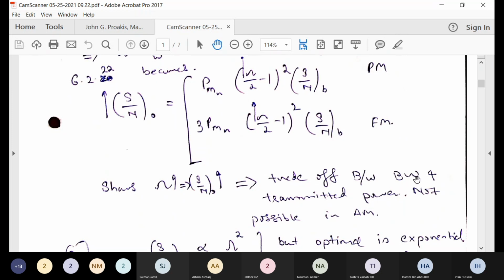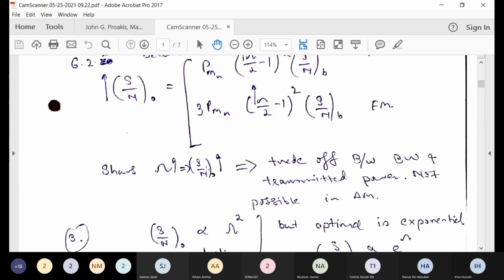So we get a trade-off between bandwidth and transmitted power. You increase the bandwidth and you will be getting greater power. But again, this is not possible in AM systems. In an AM system, you had fixed bandwidth. It could be W, it could be 2W, or it could be some bandwidth somewhere in between W and 2W, but you could not trade off between the bandwidth and the transmitted power.